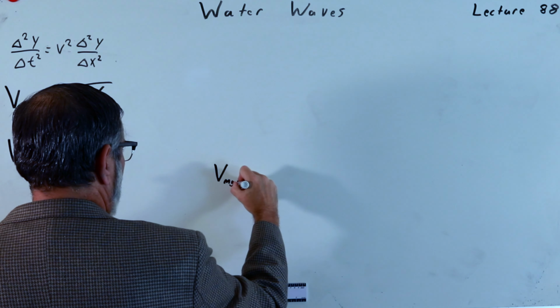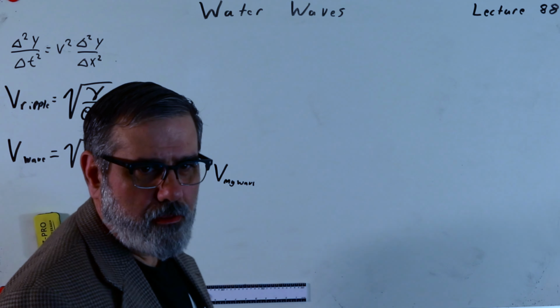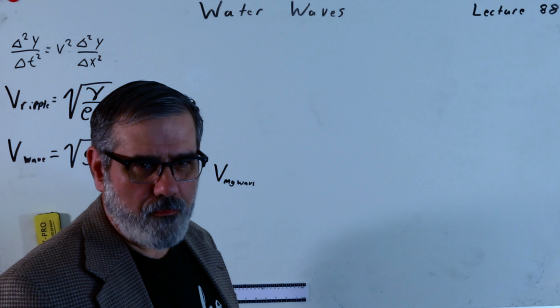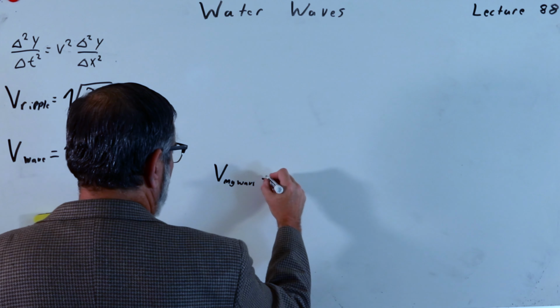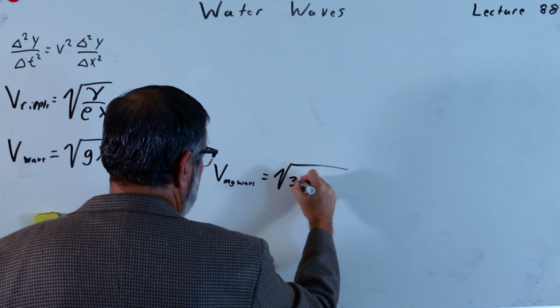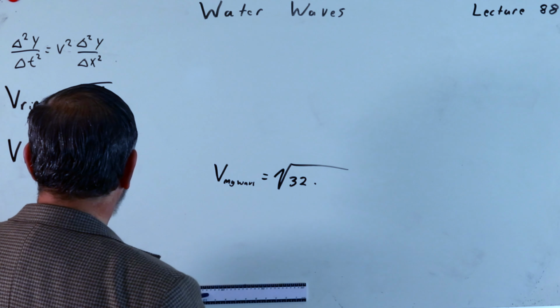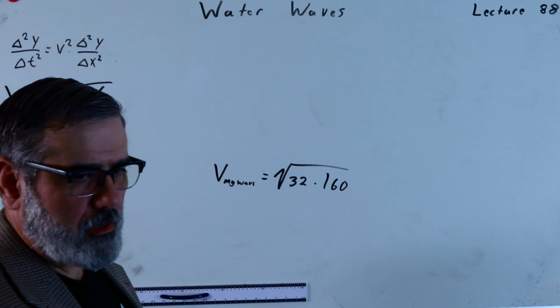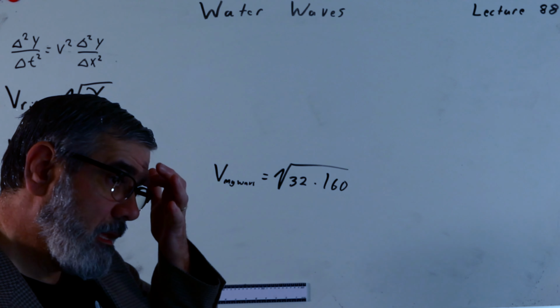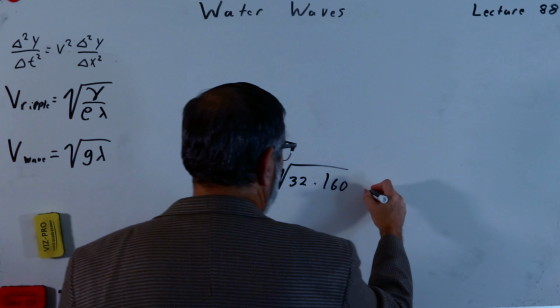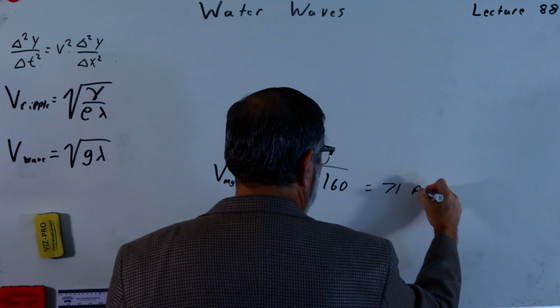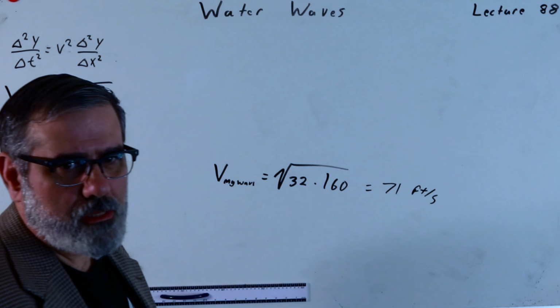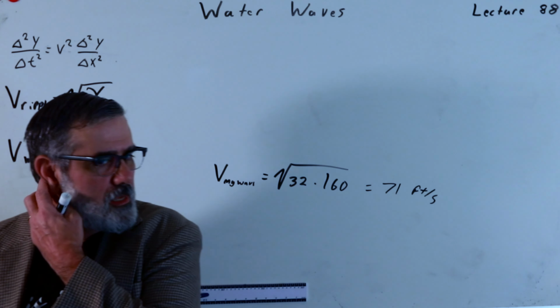Call it my wave. Also, it was kind of a fudge. I made the numbers nice and round so that the division would be easy. So let's see what we get. It's going to be the square root of G, which is 32 feet per second squared, times lambda, which was 160 feet. And then we're going to take the square root of that. Someone want to calculate that for me? 71.55. 71 feet per second. Okay, so that's a little more than twice as fast as what I came up with.